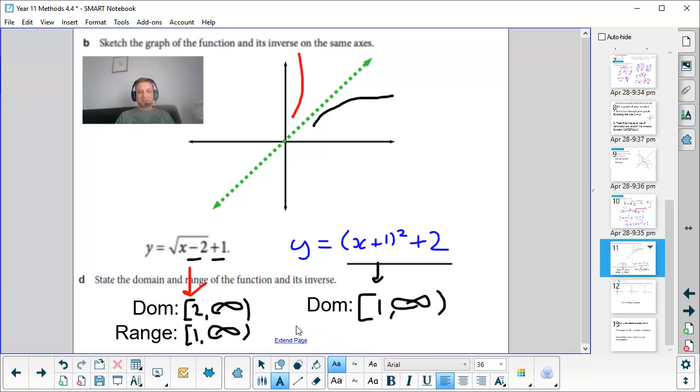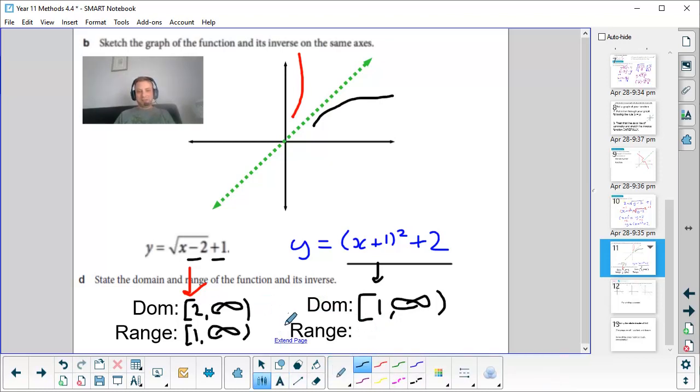All right, so nothing too much to worry about there, as long as you can tell me the domain and range of your original graph. So then the range is just the domain of the original one. So it starts at 2 and goes to infinity. Okay, from 2 up. And that's it for that example.